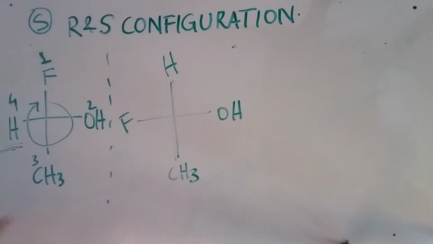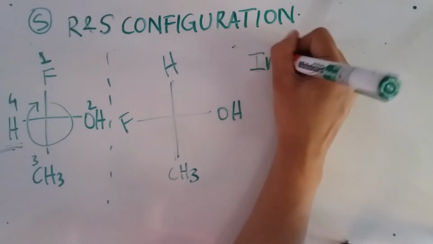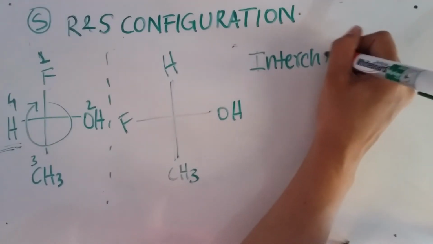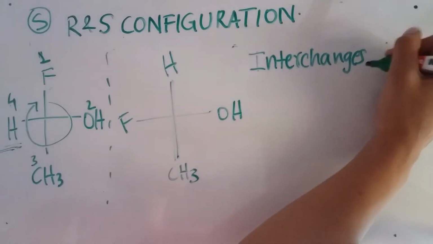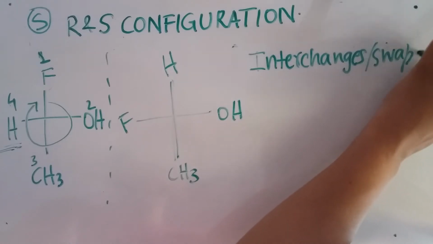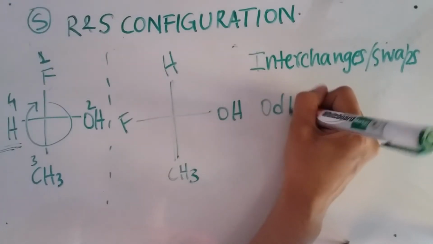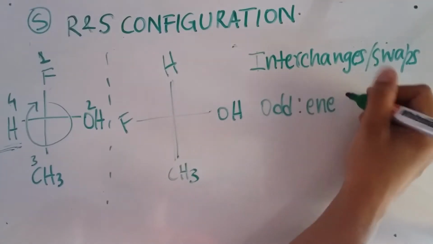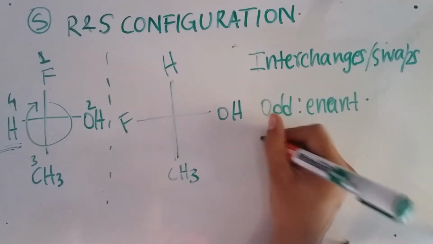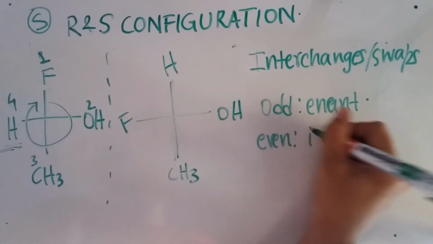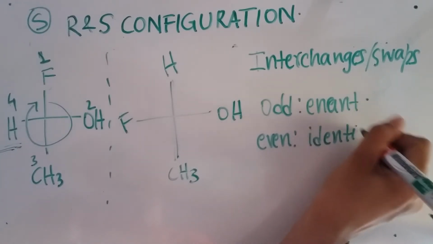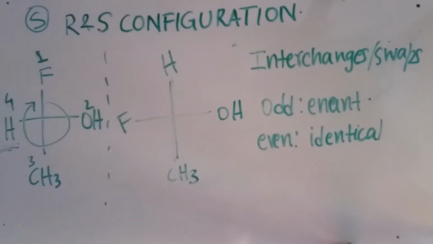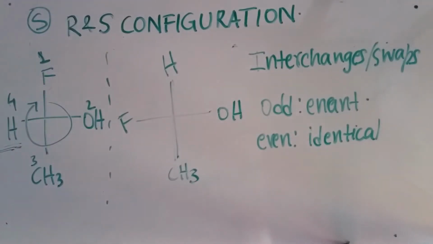Are they identical? Alright, so a ground rule here, the trick over here is we're going to talk about interchanges. Interchanges also mean swaps. So the rule is odd gives you an enantiomer, and even gives you identical. You may have seen rules on the internet based on 180-degree rotation or flipping over, but I find those rules to be extremely confusing, so this is a really simple way.